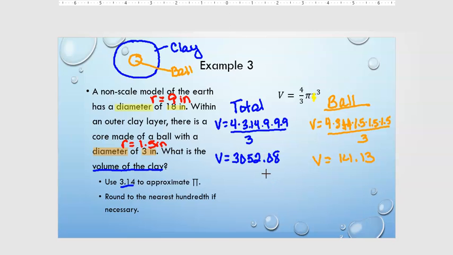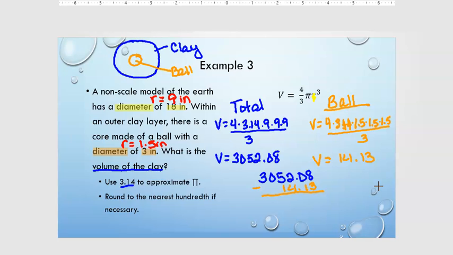Okay, 14.13. Now, I want just the clay, so that means I need to subtract out the ball from this answer. So I'm going to take the 3052.08, and I am going to subtract my 14.13 to get my final answer.